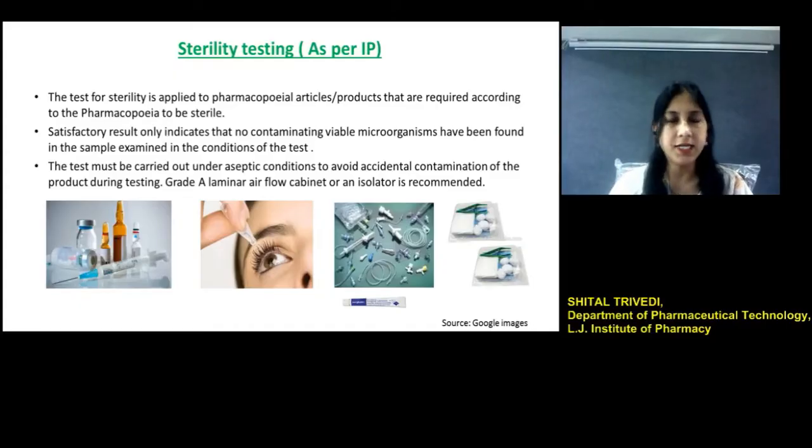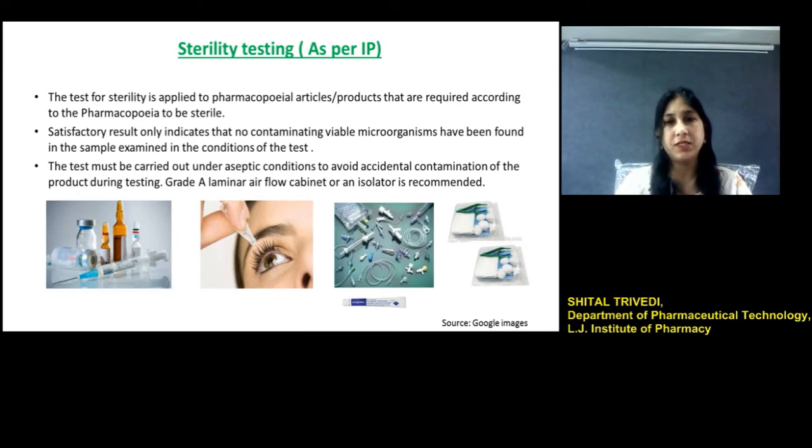In this video, I will share information on sterility testing as per Indian Pharmacopoeia. Sterility testing is applied to the pharmacopoeial articles or products that are required to be sterile as per the pharmacopoeia. So pharmaceutical products like parenterals, then ophthalmic preparations, and non-parenteral sterile products like a lubricant that is required for catheter insertion, then medical devices which are required to be sterile, surgical dressings. These are the products required to comply with the sterility testing as per the pharmacopoeia.